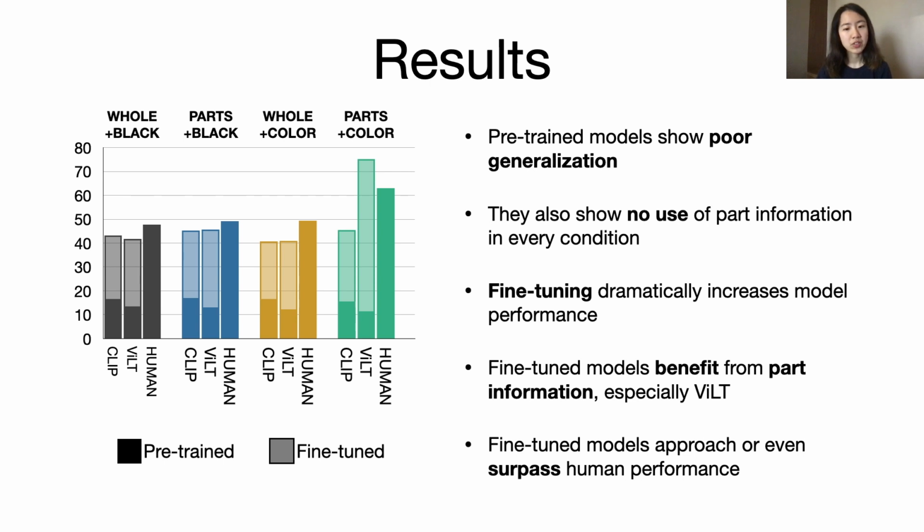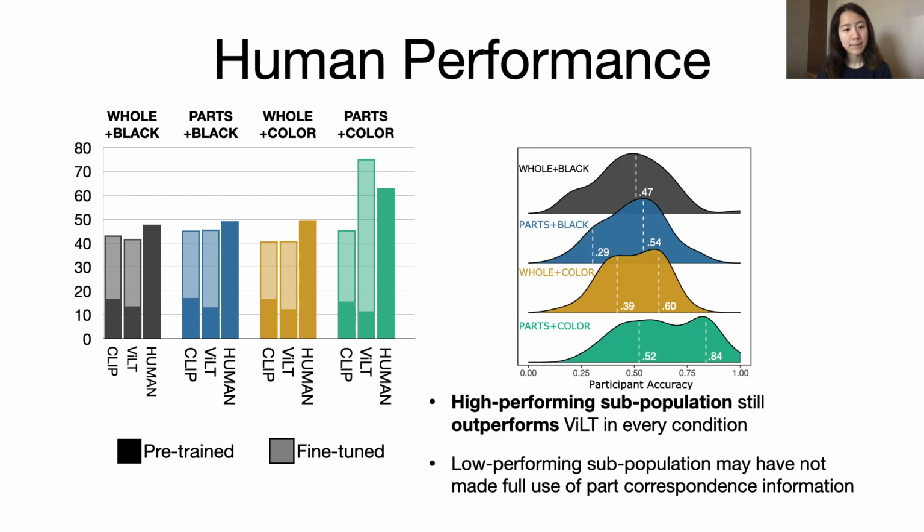We need to take a closer look into the human performance. Looking at the human performance, we found that overall it shows a similar trend to the fine-tuned models. In addition, we fit a two-component Gaussian mixture model to the distribution of mean accuracies across participants in different conditions. The two estimated means in the two components indicate that there's a low-performing and a high-performing subpopulation. In particular, the high-performing subpopulation still outperforms ViLD in every condition, while the low-performing subpopulation may have not made full use of part correspondence information.